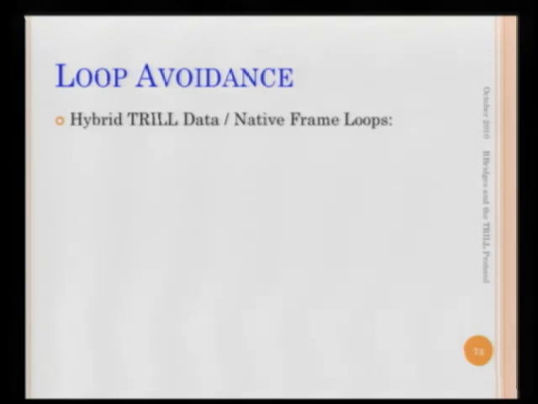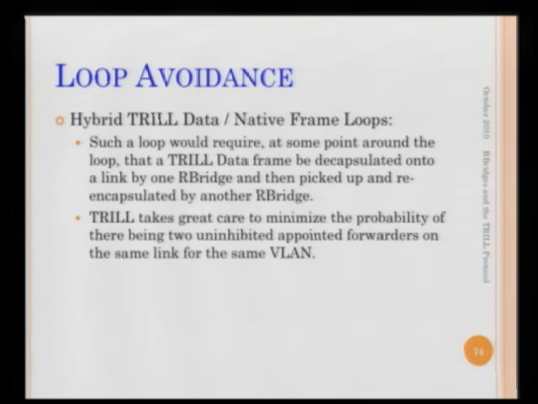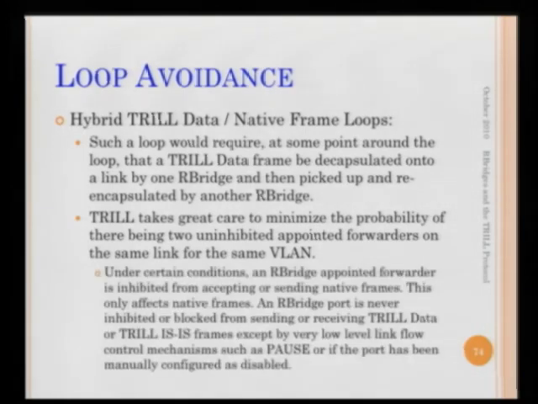So what about the other case, the hybrid TRILL data frame loops? This assumes that around the loop somewhere, the TRILL data frame is being decapsulated onto the link by one RBridge, and then picked up and re-encapsulated by another RBridge. This essentially assumes that you have two appointed forwarders on that link for the same VLAN that are active at the same time. And that's why there are these extra careful steps, why TRILL IS-IS hellos are careful to make sure they get through, and why there are the various cases in which you will temporarily inhibit a port because you believe there's some chance there might be a circumstance like this. So that takes care of those cases.